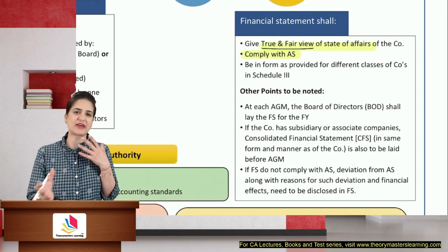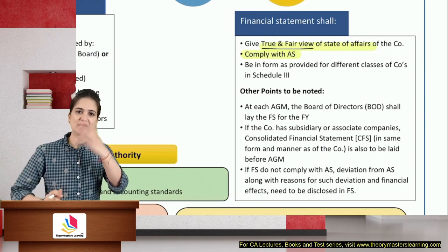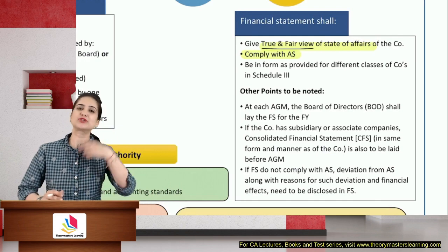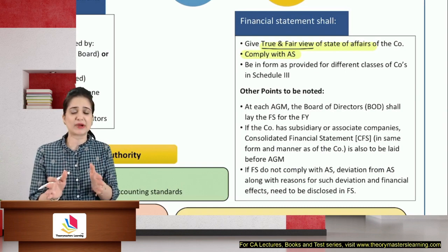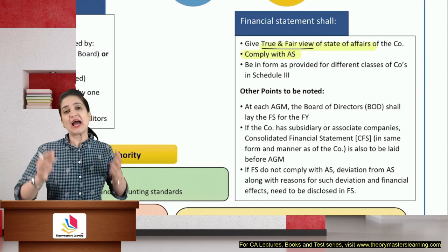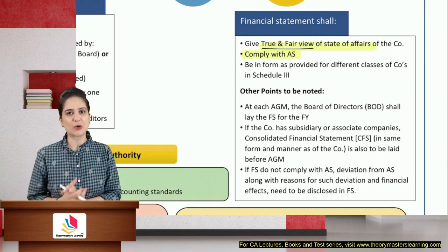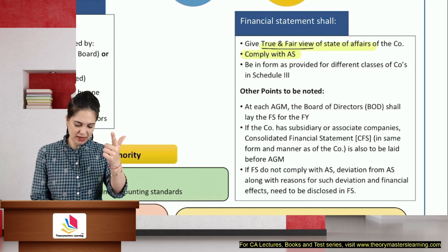Now, what is a true and fair view? I always say that true and fair view means जो लिखना चाहिए था वो लिखा है, जैसे लिखना चाहिए था वैसे लिखा है. It means whatever should be written is written. So all the material important information is provided. It is complete in all respects. And जैसा लिखना चाहिए था वैसा लिखा है. It means after following all the accounting standards. So it should give a true and fair view. It should comply with the accounting standards.